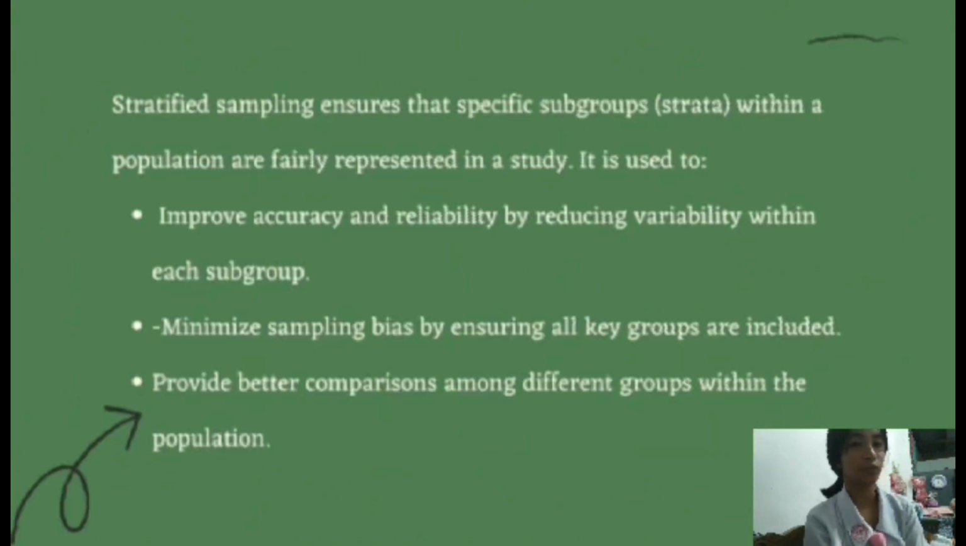Stratified random sampling purpose. Stratified sampling ensures that specific subgroups or strata within a population are fairly represented in the study. It is used to improve accuracy and reliability by reducing variability within each subgroup. It minimizes sampling bias by ensuring all key groups are included, and provides better comparison among different groups within the population.